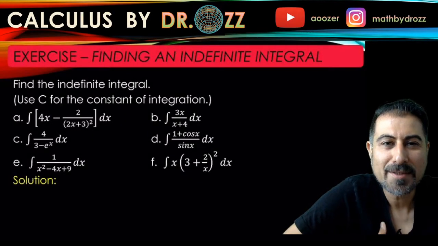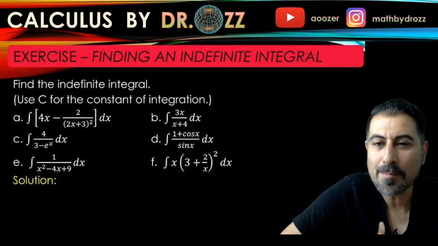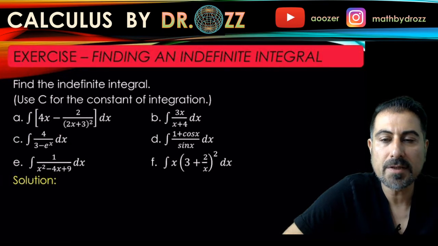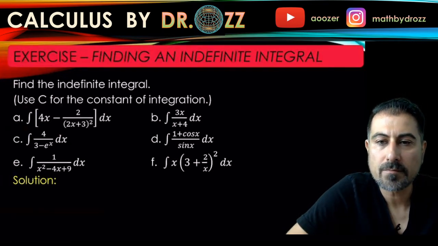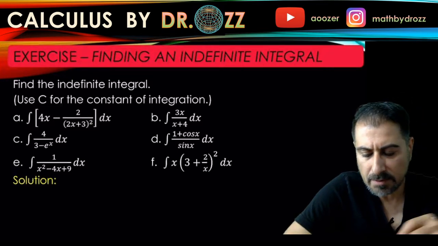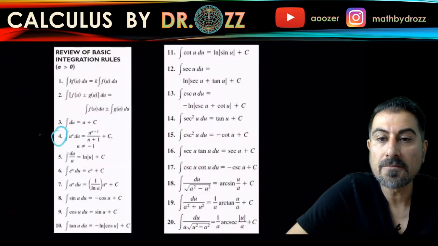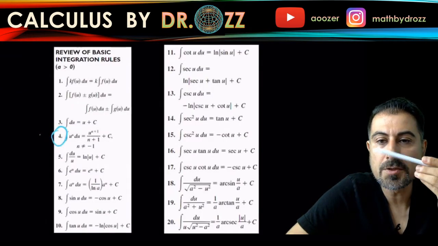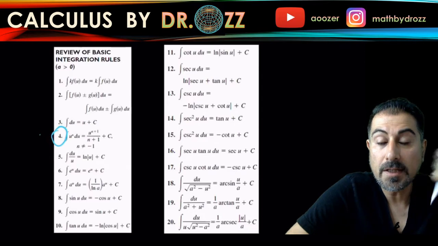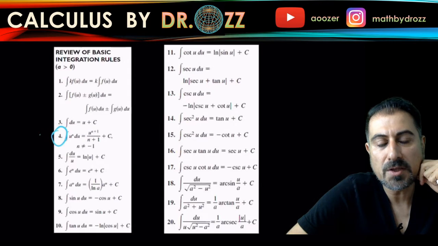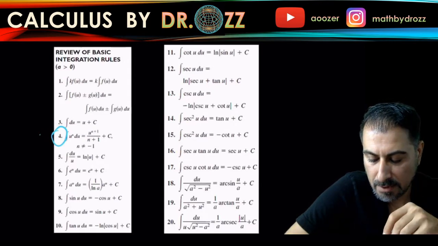All right, I'm going to start with part A. Part A, we have the integral of 4x minus 2 over (2x plus 3) quantity squared. So two different expressions to integrate. And 4x is sort of easy because I'm going to utilize number 4 as you see here. It's the integral of u to the n du, which is u to the n plus 1 divided by n plus 1 plus c. That's the power rule for integration.